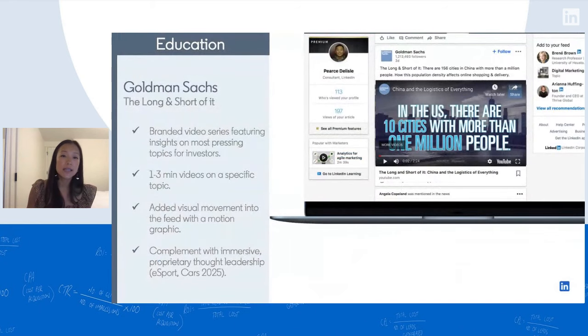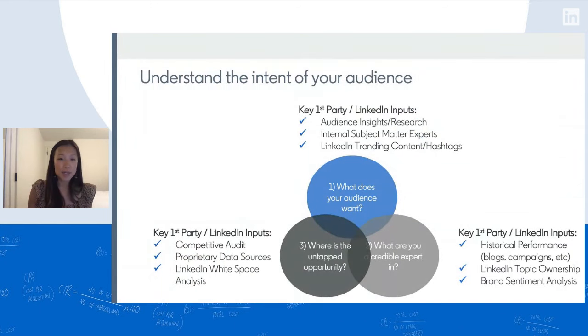And then finally, where is there untapped opportunity? And you can look at competitive audits. I love doing competitive audits for my clients. Proprietary data sources, and then also a LinkedIn white space analysis where, again, we can look at a set of topics and also define where might there be clear white space on the platform to actually talk about and get some additional engagement.